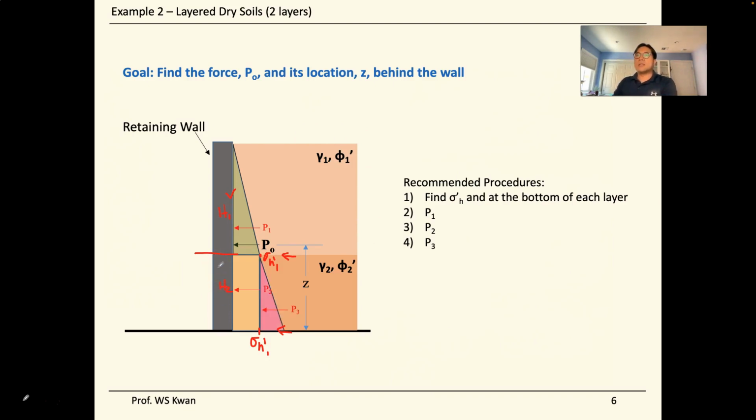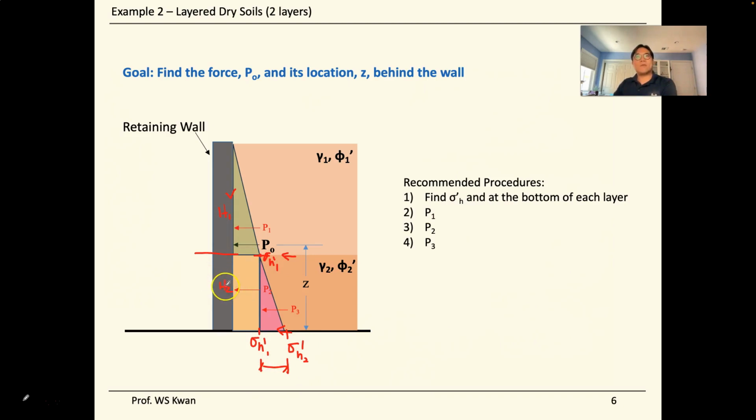Similarly, we then want to find P3. P3 is the pink triangle here, which corresponds to the force coming from the bottom layer of soil on the lower portion of your retaining wall. So if we are able to know the sigma 2, the horizontal stress from the second layer, calculated from the top of the second layer, we know this dimension right here, and then we know the height H2.